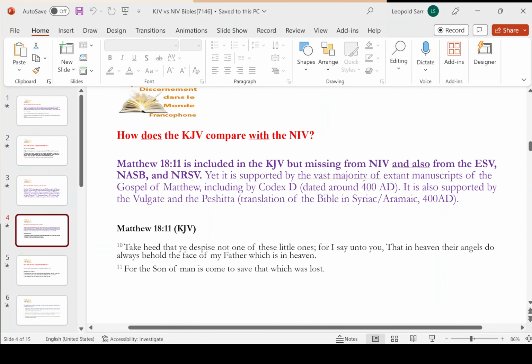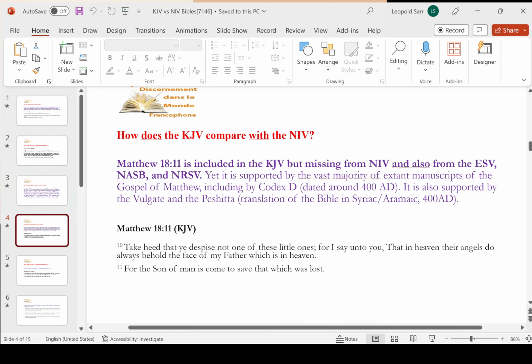Now let's look at another verse of the Gospel of Matthew, chapter 18 this time, and verse 11. You will notice here that verse 11 is missing in the NIV, the ESV, NASB, and NRSV, whereas it is in the King James Version. And the evidence is pointing to the fact that the vast majority of extant Greek manuscripts of the Gospel of Matthew include this verse. I'm going to read it in a second.